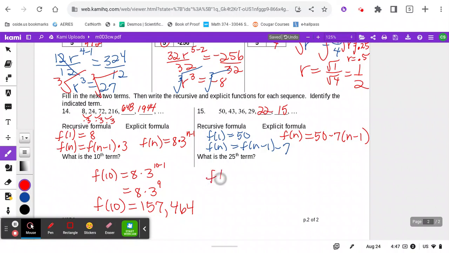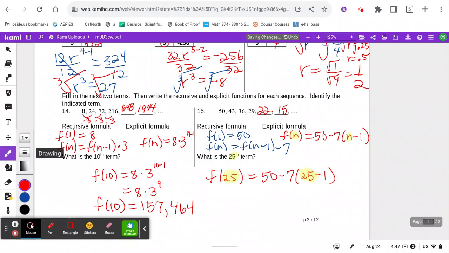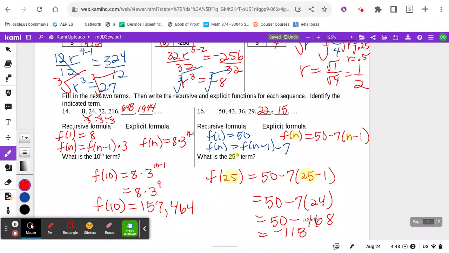25th term into this arithmetic sequence. Notice that I'm plugging in a 25 wherever there was an n. Okay, 50 minus 7 times 24, 50 minus 168 is going to be negative 118.